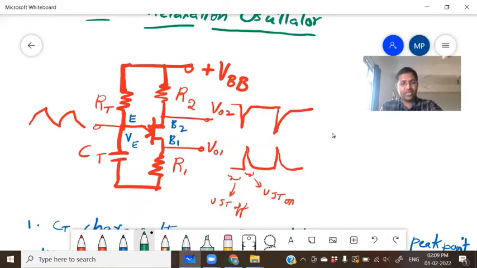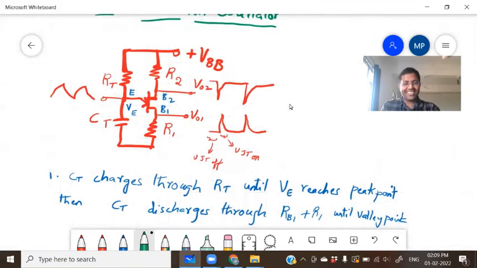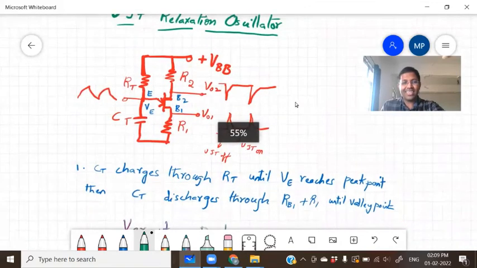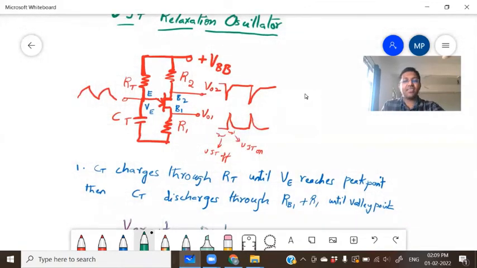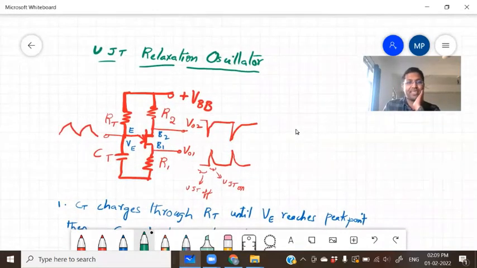Right? So this is UJT relaxation oscillator. Oscillator is a circuit which generates AC signal without giving any AC input. By itself, it generates an AC signal.